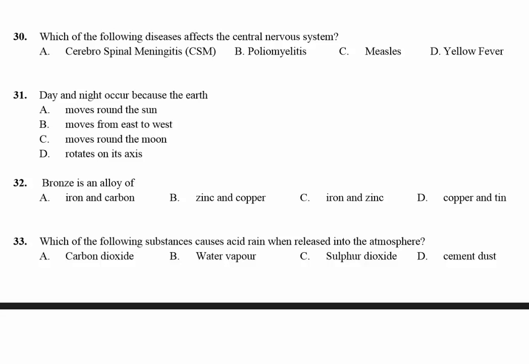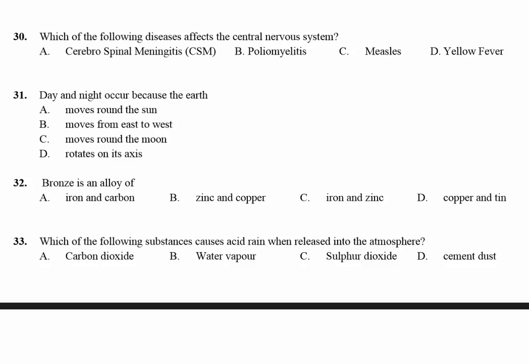32. Bronze is an example of an alloy. Bronze is an alloy of copper and tin. Therefore, the answer is D.